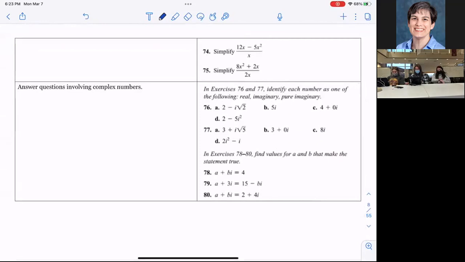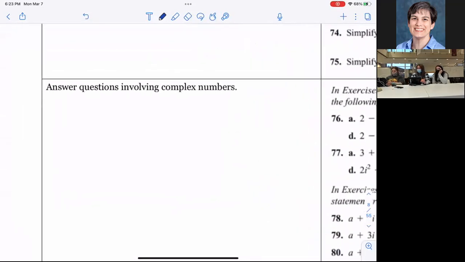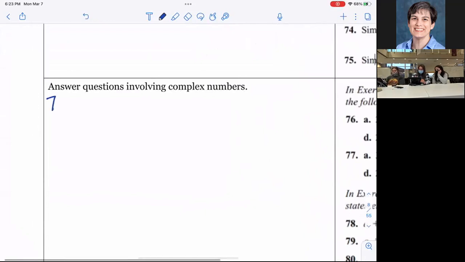Complex numbers. Any questions you need to see worked out on this page? 79. All right. Okay. All righty, so 79 says a plus 3i equals 15 minus b.